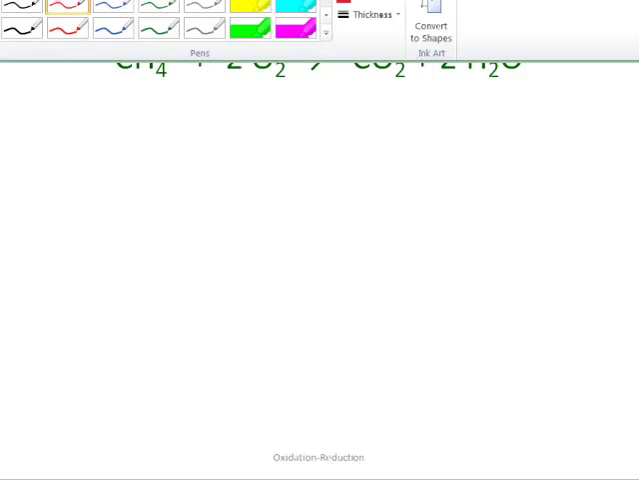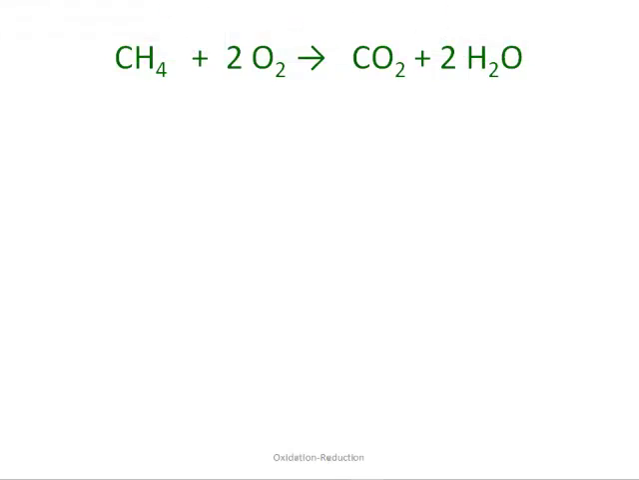Here we have a combustion reaction, just like hydrogen plus oxygen in our first slide. This time it's going to be methane reacting with oxygen. Okay, so we know it is a reaction with oxygen. There's going to be a transfer of electrons. Our job is to determine where the electrons were transferred, and then we can also say what was oxidized and what was reduced.